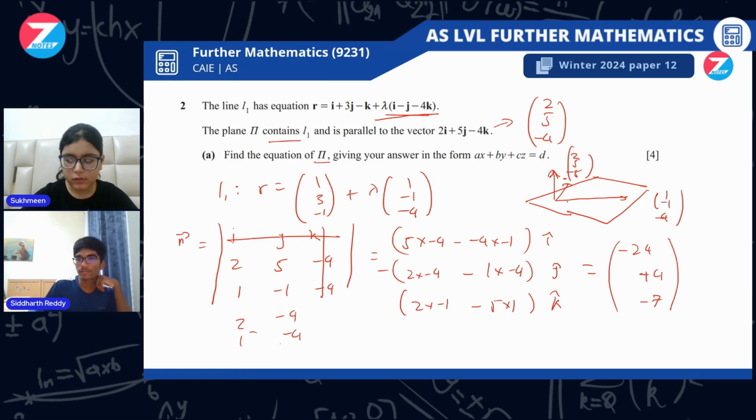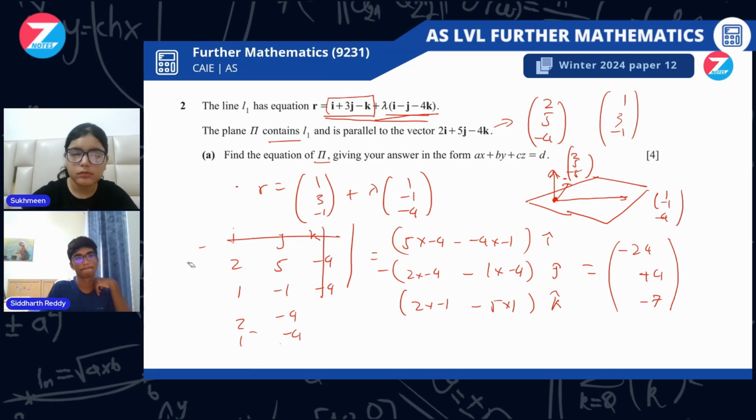So now that we have a normal vector, a perpendicular vector, what we need is any point on the plane. So for example, they gave this line which passes through. So this line contains the point 1, 3, minus 1. So we can use that as our point. Okay, I'm erasing this.